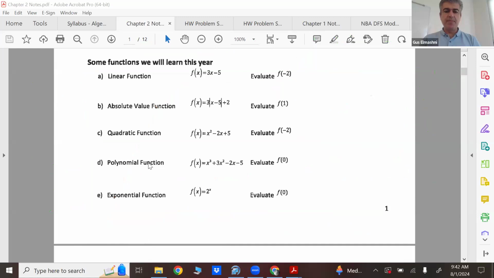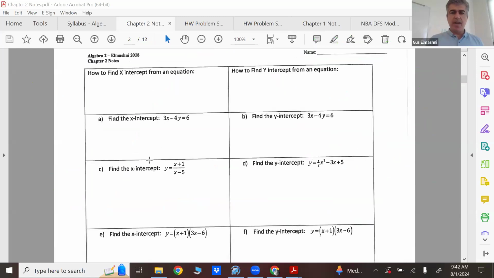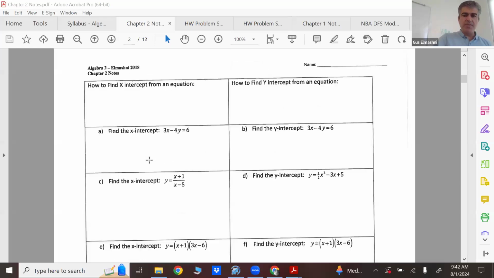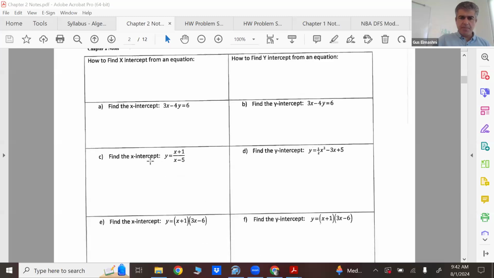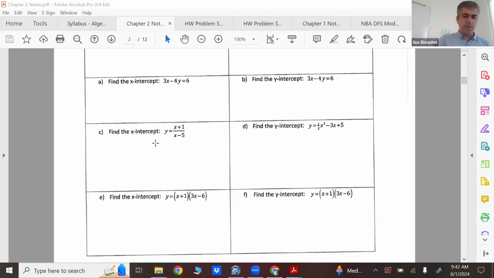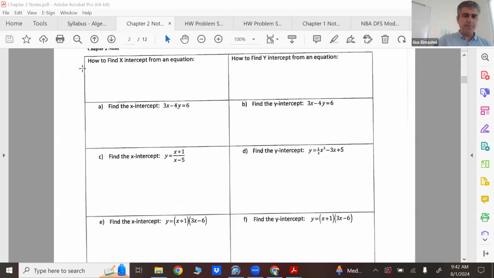All right. Okay. So now let's talk about this here. Now we're going to start getting into more graphing stuff and linear functions. And we're going to talk about intercepts. I'll do A and B. I'll have you guys do C, D, E, F.